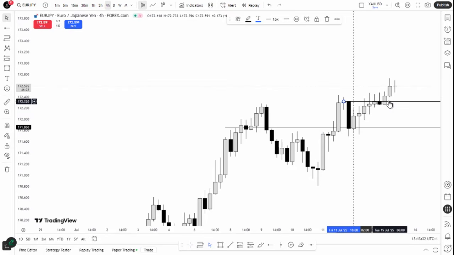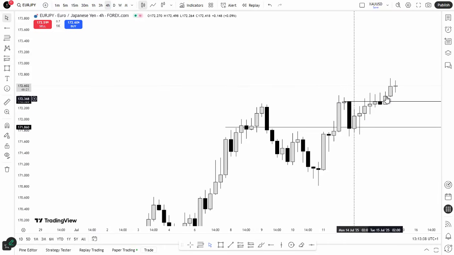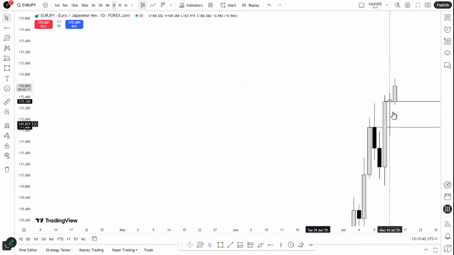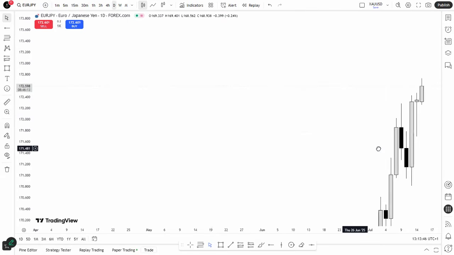All right. Now, what else is this? So this signifies what? A bullish move. Is that simple? What about this point here?